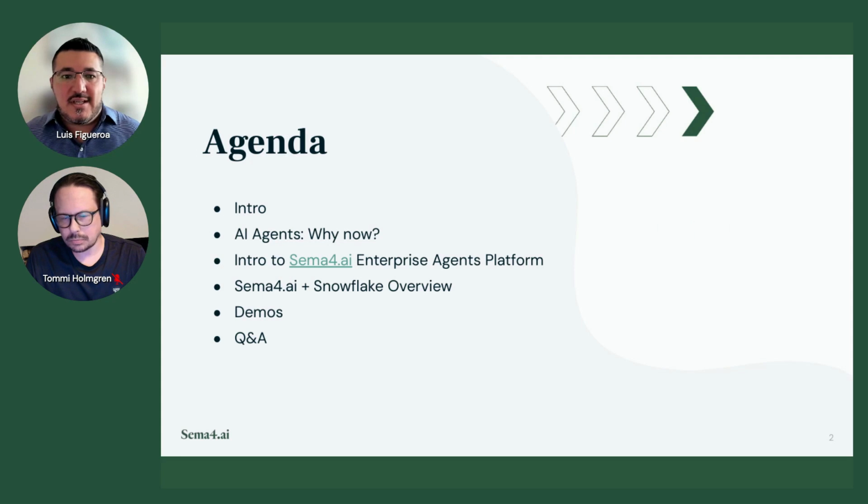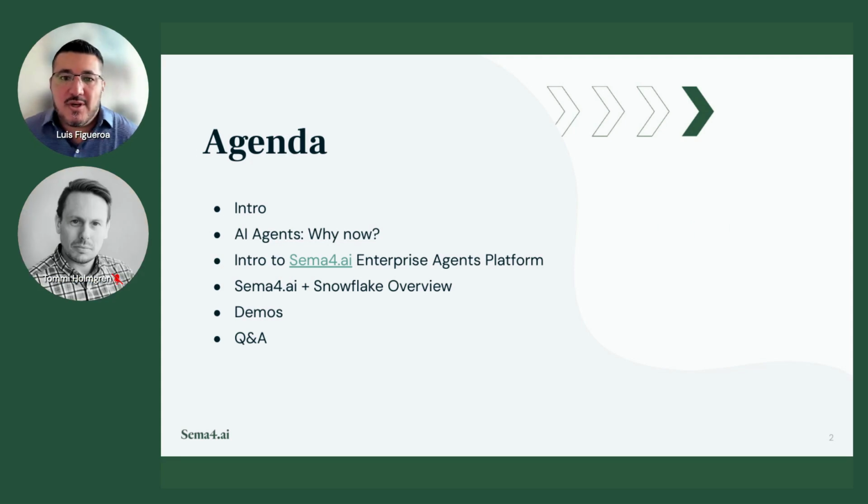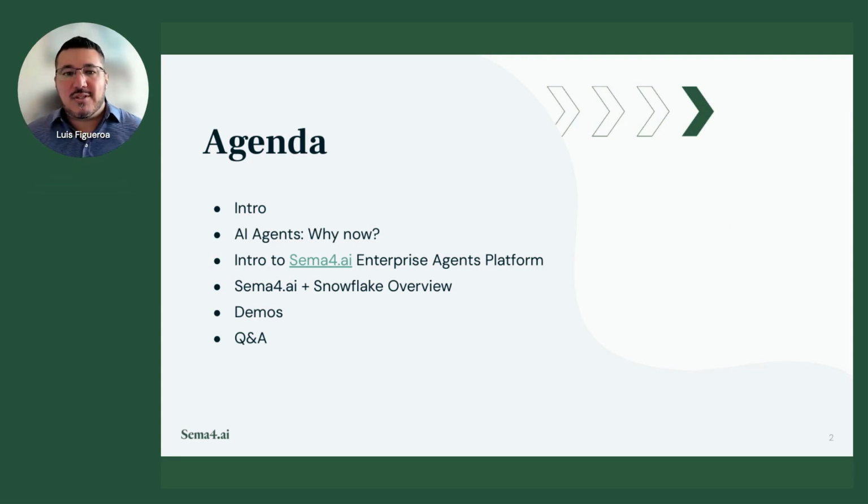All right, a quick look at the agenda today. So we're going to take a few moments first to talk about the state of AI and why now it's a great time to look at AI agents. Then we're going to do a little bit of an overview on Semaphore as an enterprise platform, what agents are and what makes Semaphore different. And then Tommi is going to take over at that point and walk us through some specifics about our offering on Snowflake, and then walk us through some fun demos he's prepared. Last few minutes we'll spend doing some Q&A.